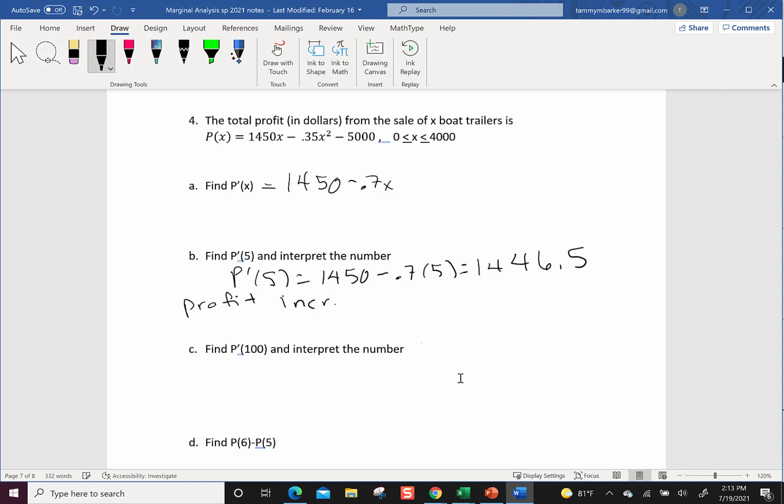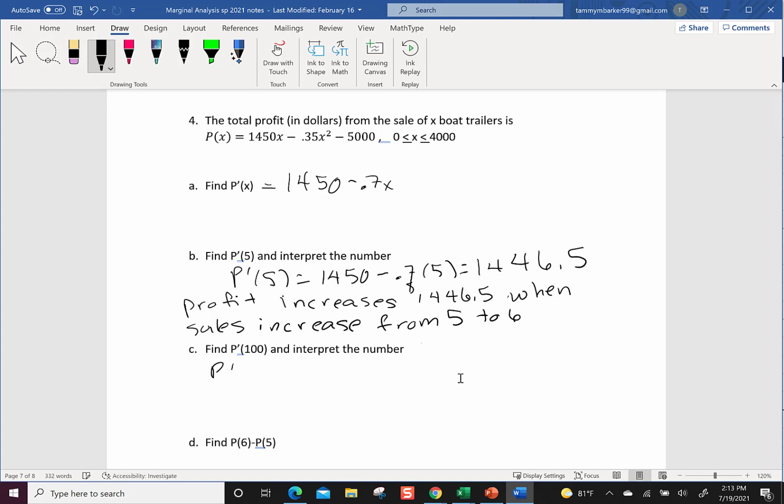So profit increases $1,446.5 when sales increase from 5 to 6. We're going to do the same thing now, but we're going to plug in 100.